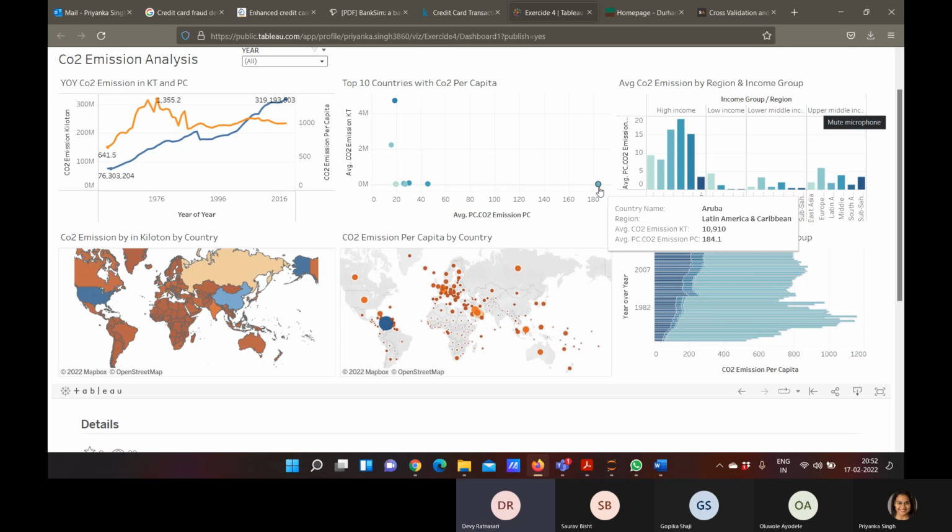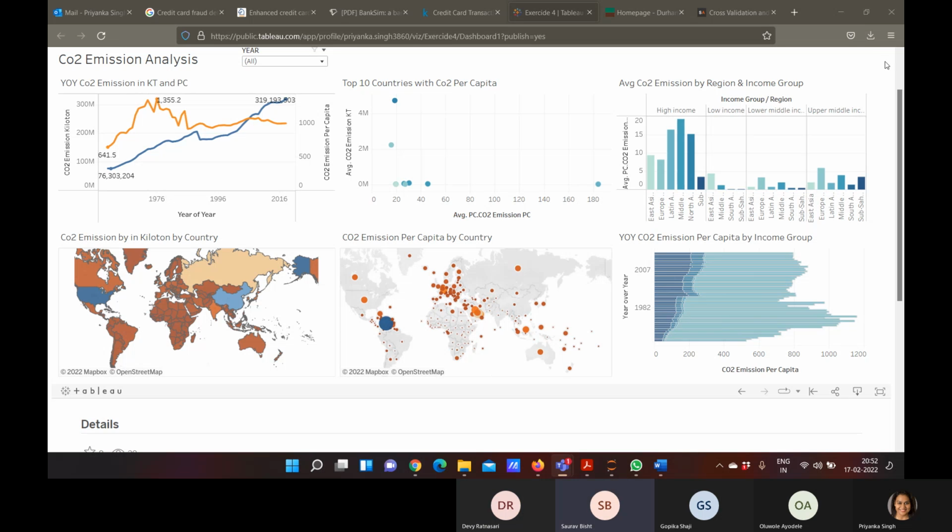So it means that even though the emission per kiloton is high, it doesn't mean the per capita will be high as well. And it only shows the top 10 countries. Then I will pass to the next visualization, for Soraf, the average emission by region and income group.